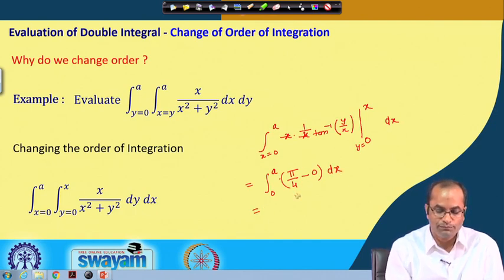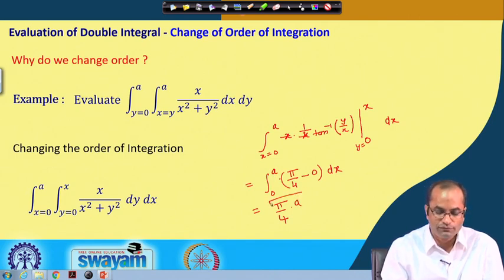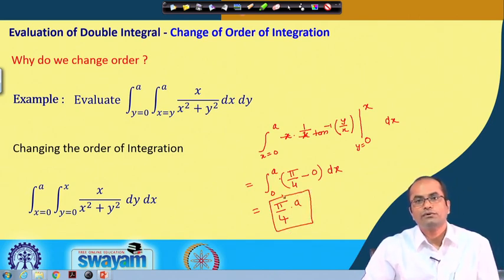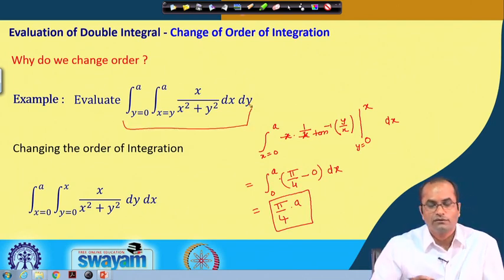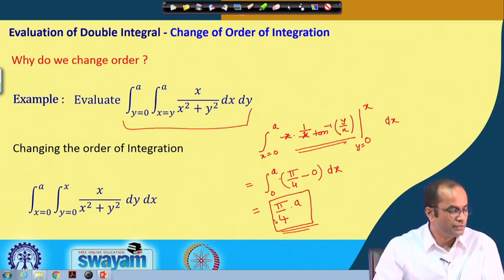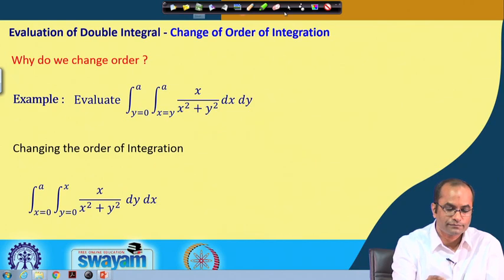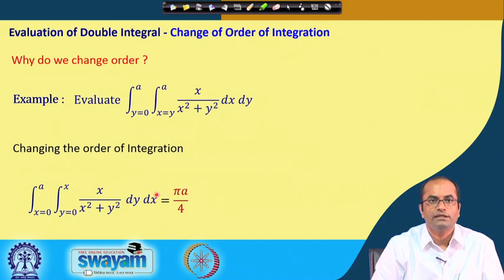So, what do we have here? Pi by 4, and then the integral 0 to a of dx will be just x, and the upper limit will give us a. So, that is the value of the integral. This change of order was very useful. If we would not have changed the order of integration, the direct integral was difficult to compute, but just by changing the order of integration, it has become trivial, and we got the value pi by 4 times a.